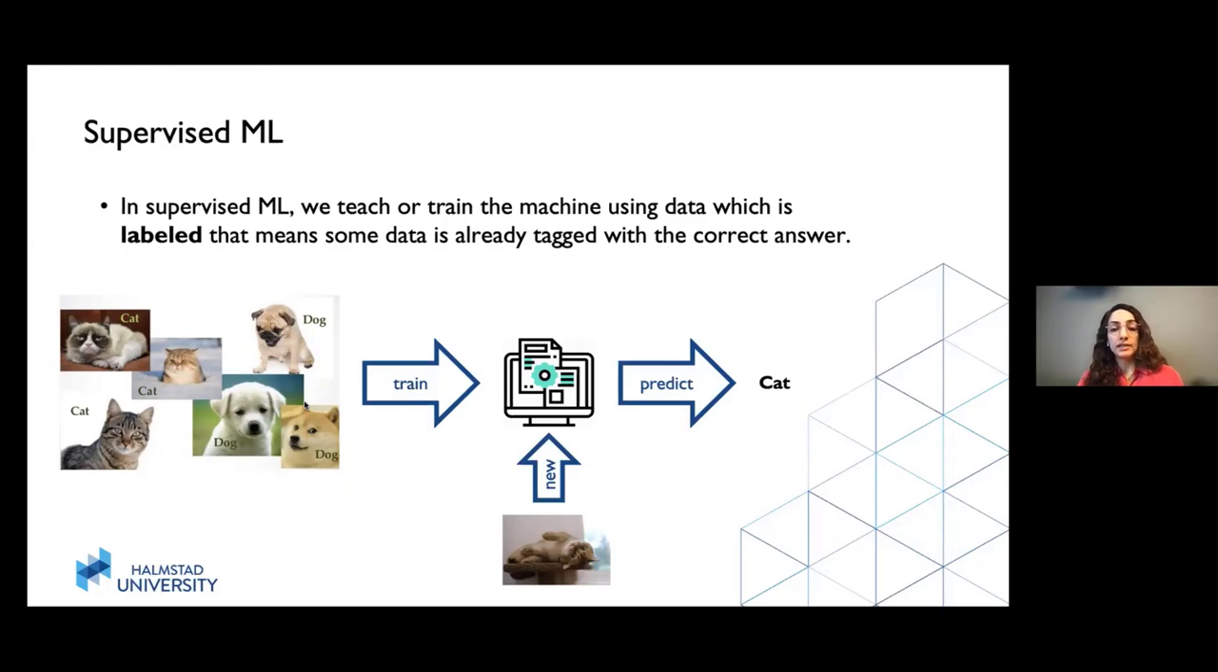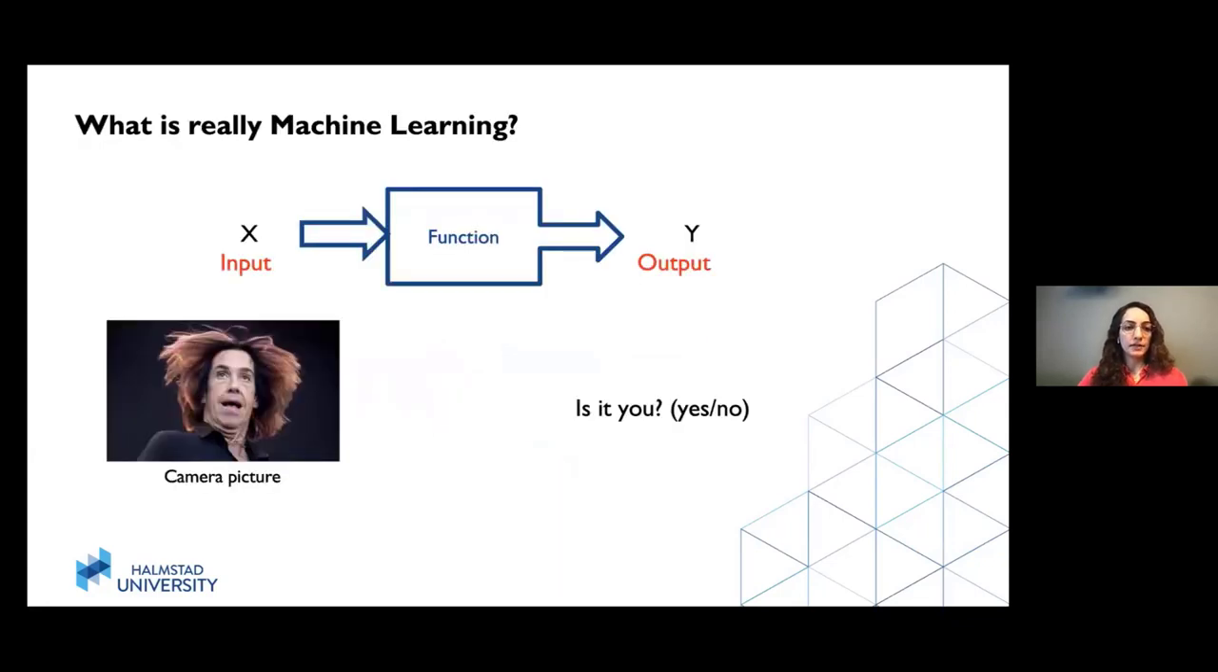And I expect the algorithm to predict it correctly, which of course will have some errors, but we expect it to have good accuracy of performance. So this is basically a very simple definition of supervised machine learning.